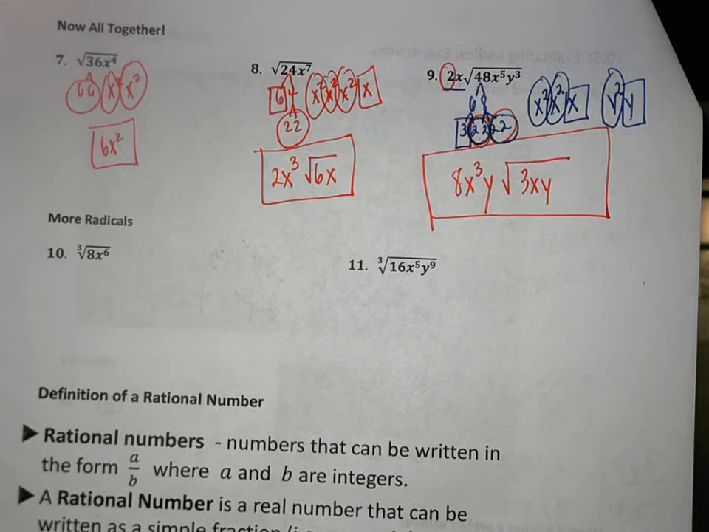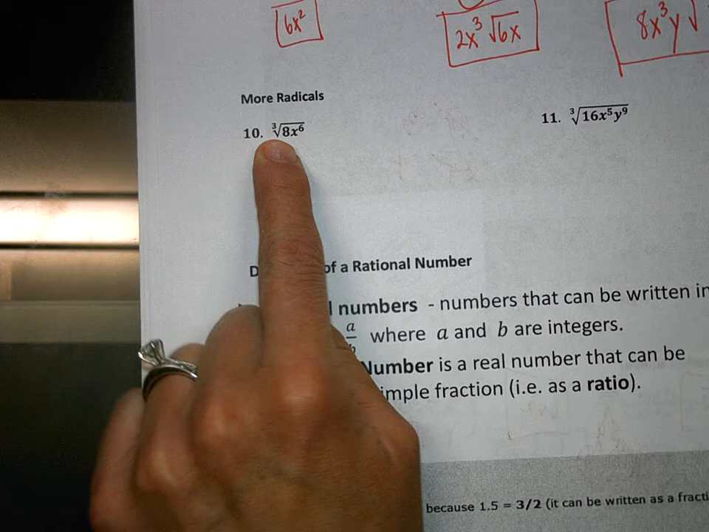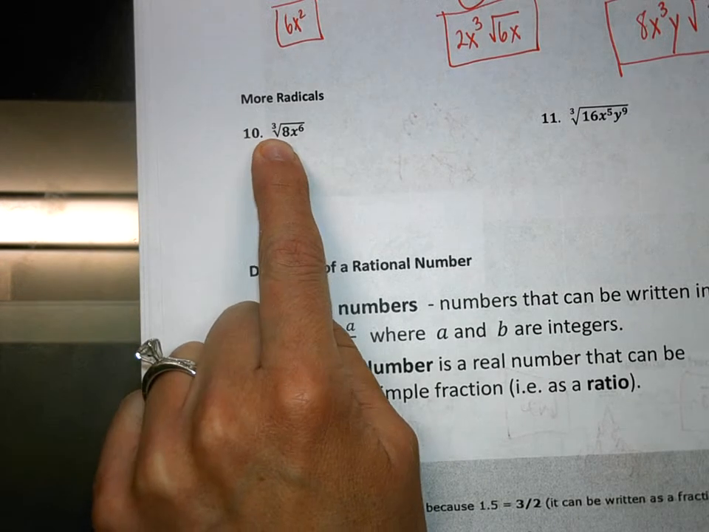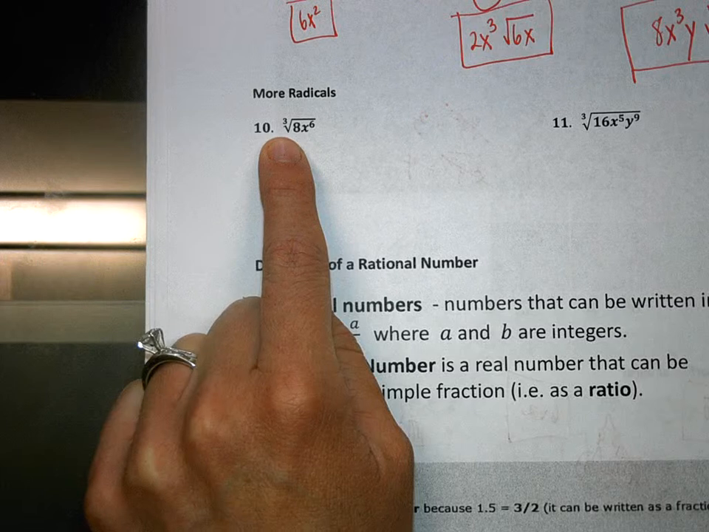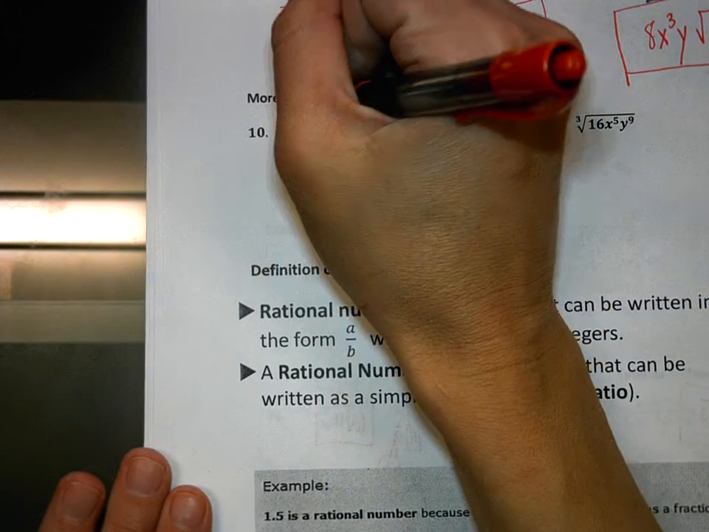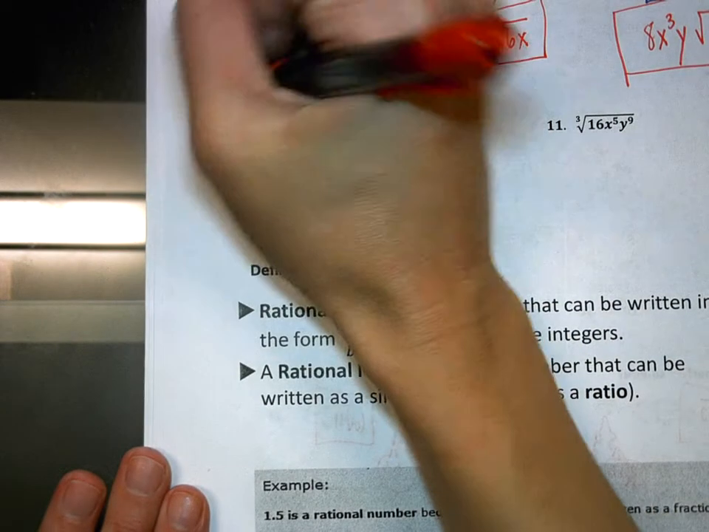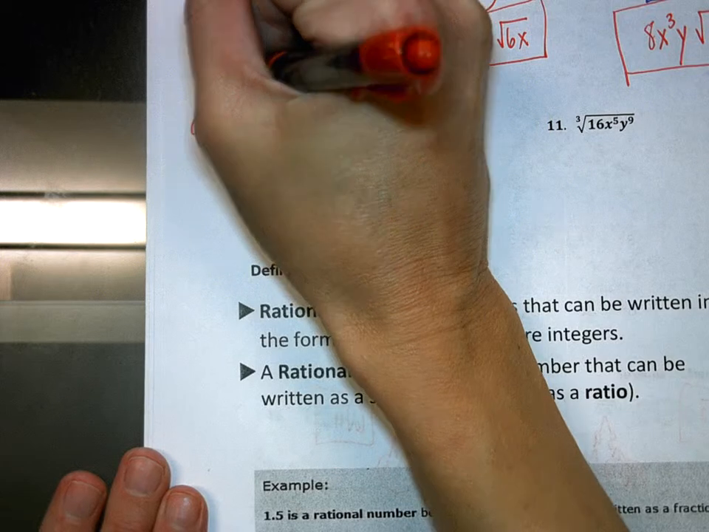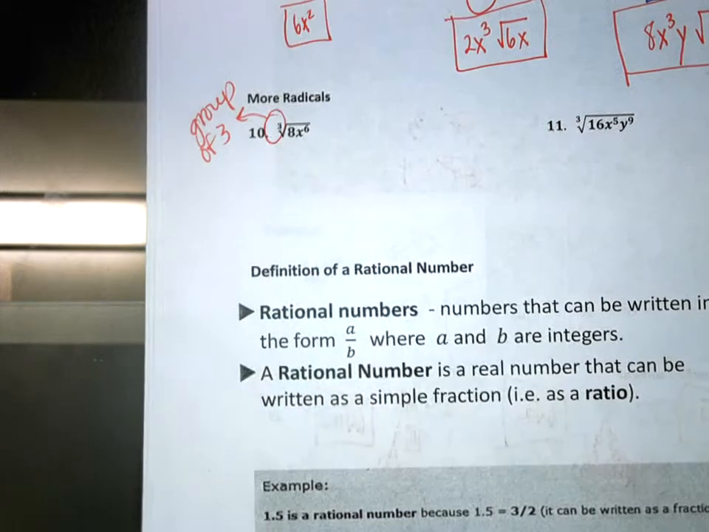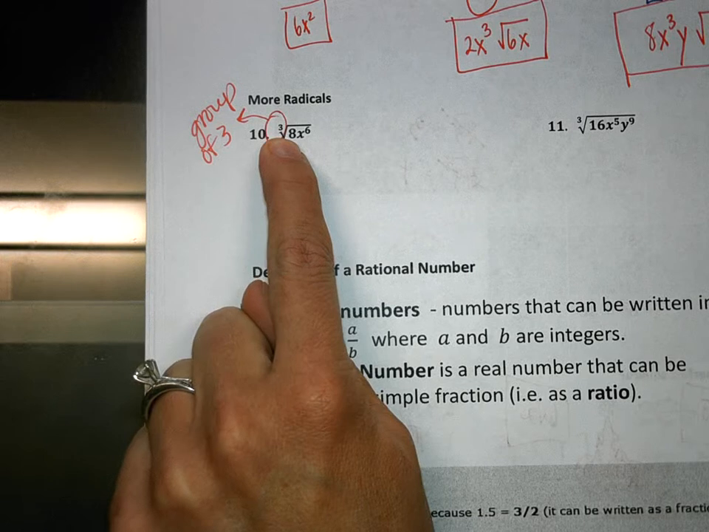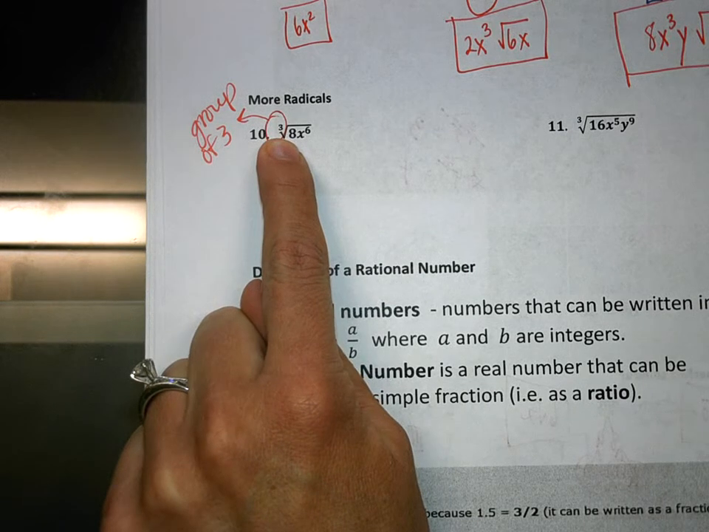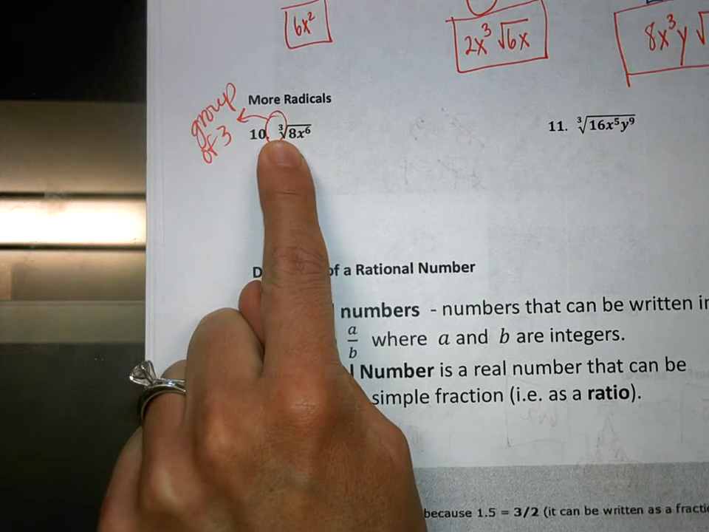Okay, moving on to number 10. Notice on this one, it's not a square root, it's a cube root. Do you know what that means? Madison? Exactly. That means that you need a group of 3. So if this had a 5, how many would I need for my group? If this was a 5 right here, I would need 5. Okay?